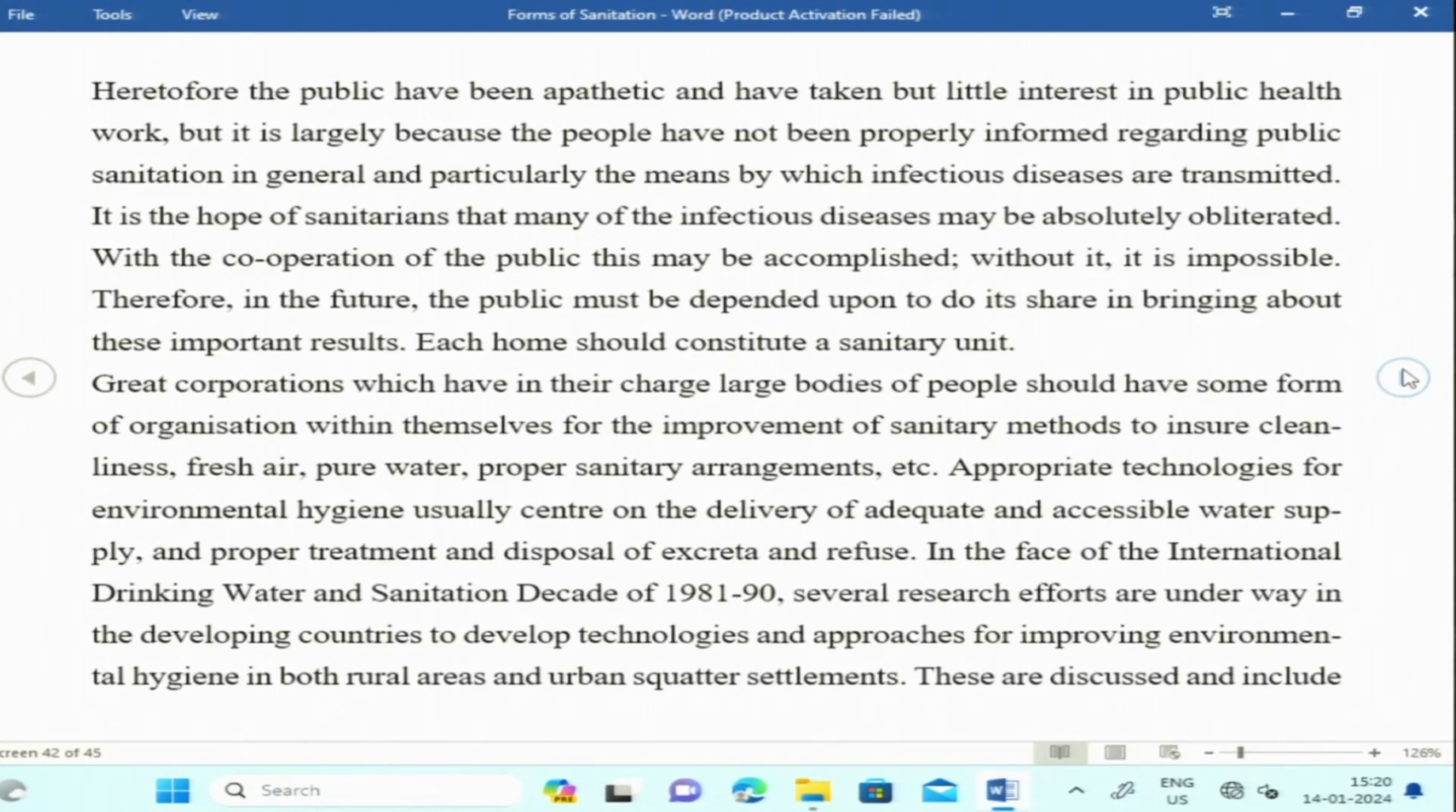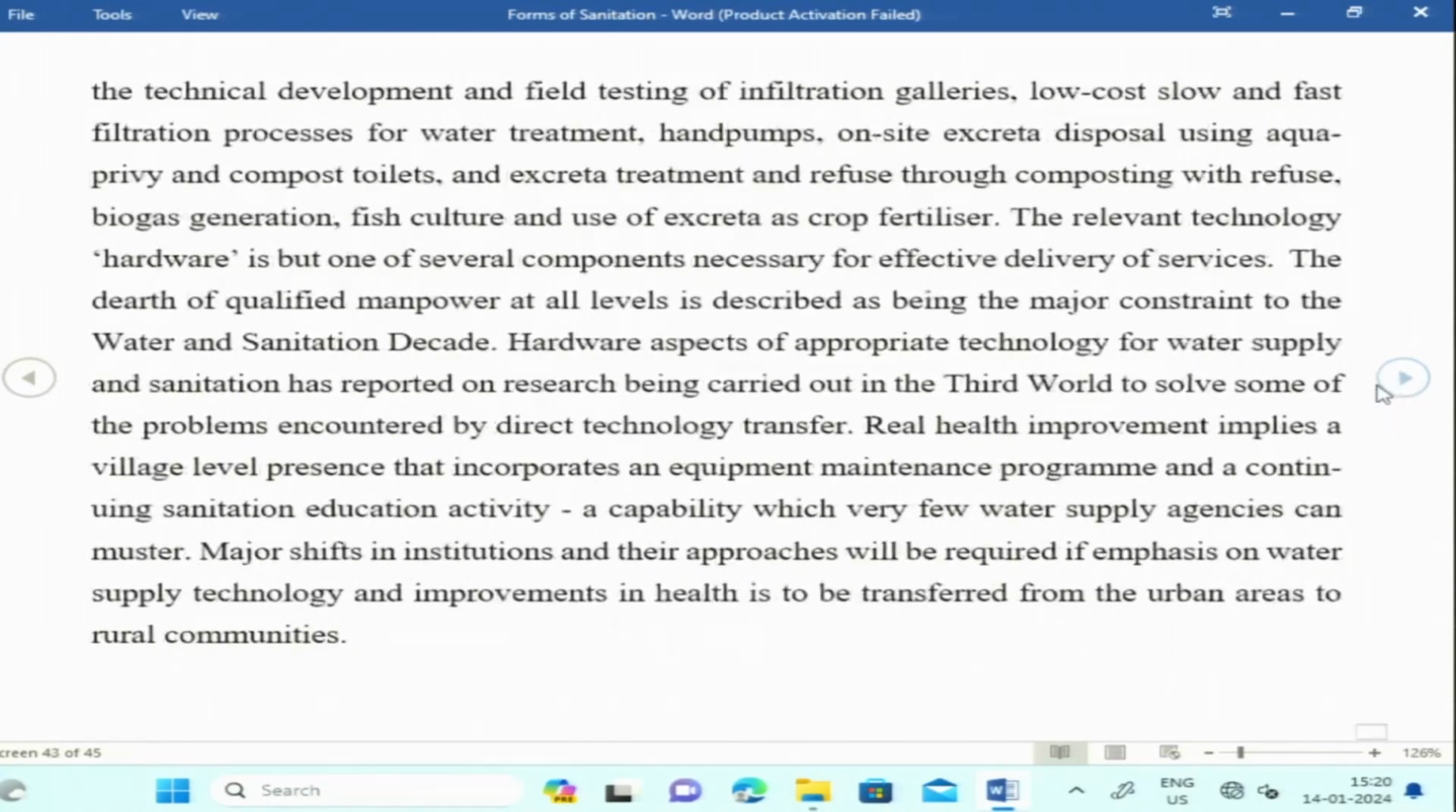The concern is how appropriate technologies are going to be important. Here we can refer to the basic understanding of the International Drinking Water Supply and Sanitation Decade, which emerged in 1981 to 1990. There have been several researches on how we can have good water and sanitation. Here the most important aspect is that we have to have low cost, slow and fast filtration processes for water treatment, hand pumps, on-site excreta disposal using composite pits, toilets, and excreta treatments.